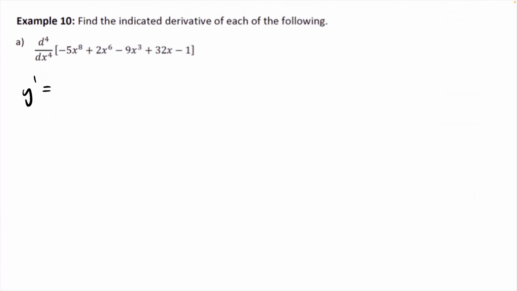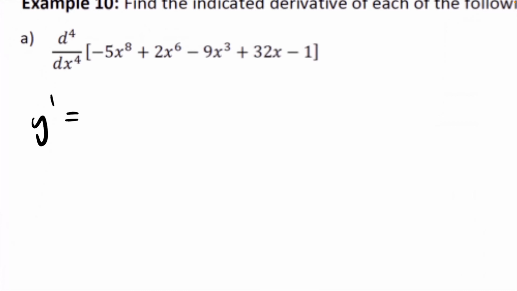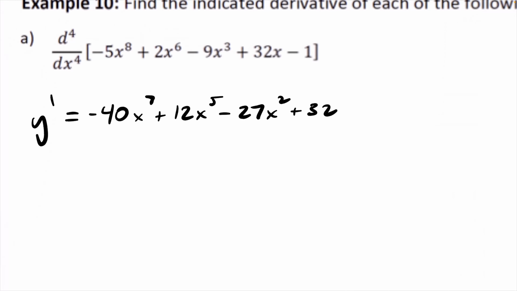All right? I don't need any of my fancy rules, right? I don't need the product rule, quotient rule. I just need the power rule. Oh, sick. The good old power rule. All right? So what's the derivative of the first? Negative 40x to the 7. Good. What's the derivative of the next term? 12x to the 5th. What's the derivative of the next term? Good. And then the second to last term is just positive 32, right? And then the derivative of negative 1 is 0.